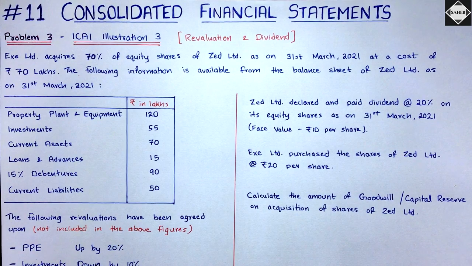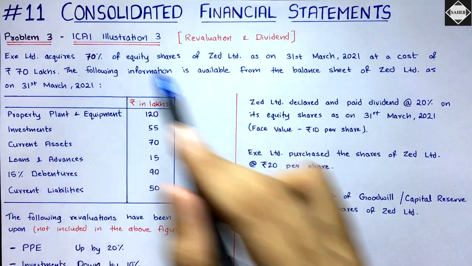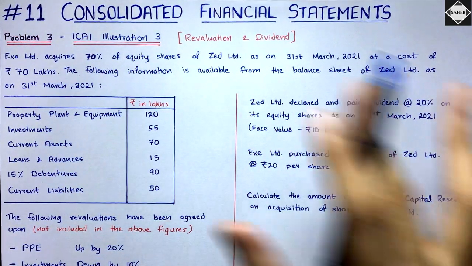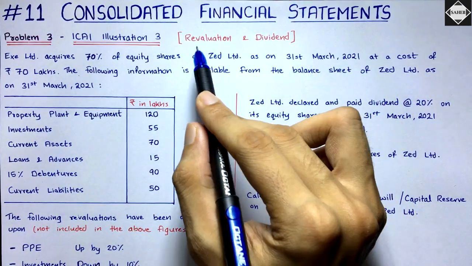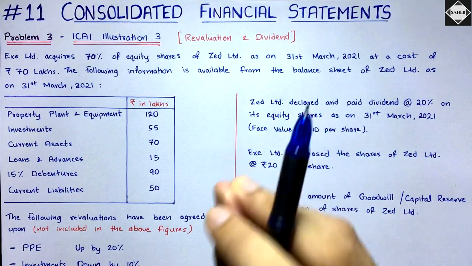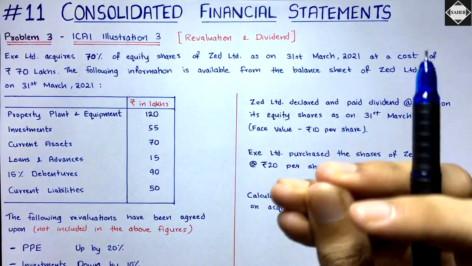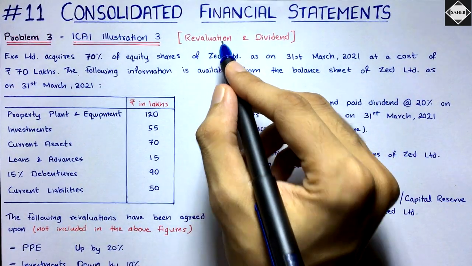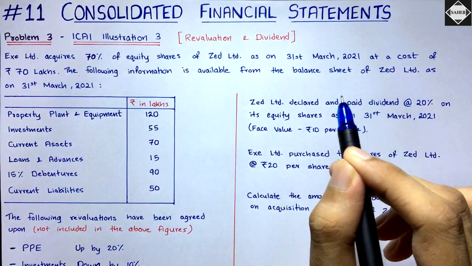Today in this video we are going to solve Illustration 3 of the ICAI study material, and this question mainly focuses on the revaluation and dividend adjustment. But of course this is a simple, straightforward problem, so there is not much to understand regarding the revaluation adjustment in this question. Okay, it's a very straightforward problem.